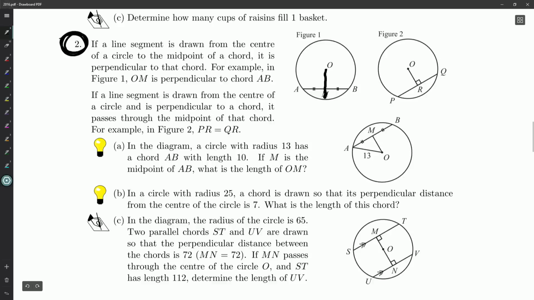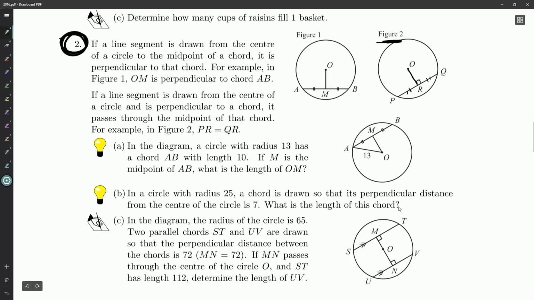For example, in figure 1, OM is perpendicular to chord AB. If a line segment is drawn from the center of a circle and is perpendicular to a chord, it passes through the midpoint of that chord. So this is sort of the reverse. Okay? So this is what we've got with figure 2. If you know you're heading at a perpendicular angle, you split this in half. Okay, nice little circle geometry facts. We're up to speed if we didn't already know them.